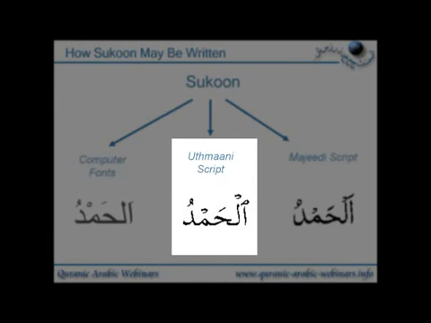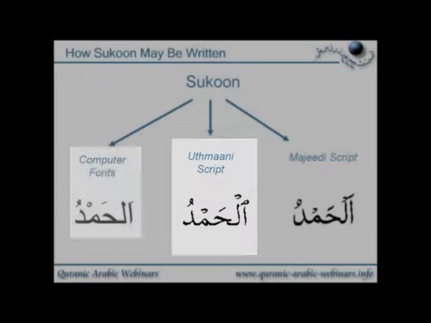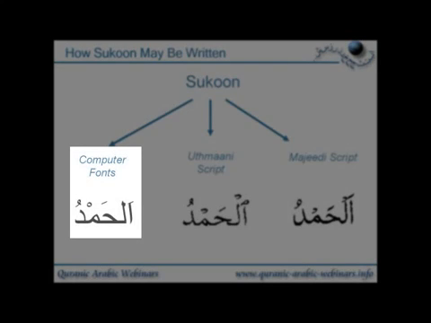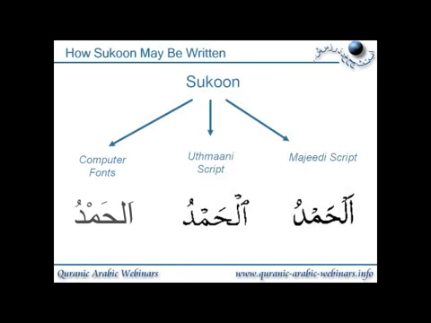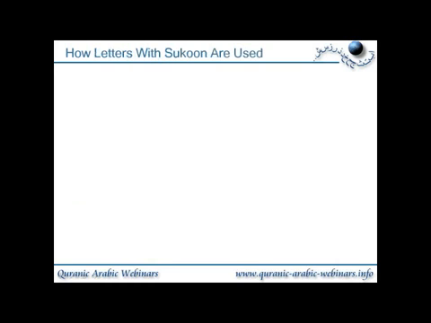Be aware, in the Uthmani script you can also get circles just like the one in the computer fonts on our Alhamdu. So the first version of the word in the computer font has the circle. In the Uthmani script, that circle means something totally different from Sukoon. So we'll cover that later on under a section which will cover other symbols apart from the main ones.